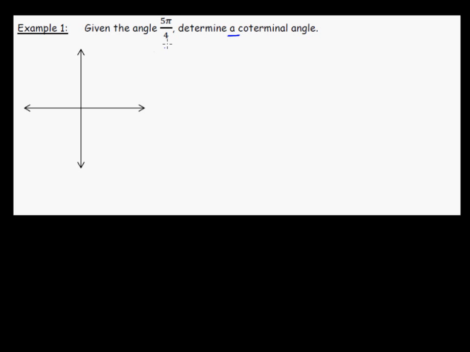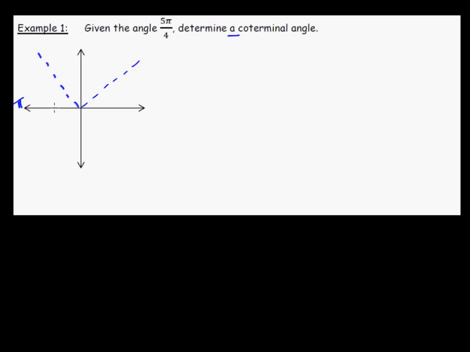Let's start by drawing this angle on our Cartesian plane. Here, we're looking at 5 pi by 4 radians. What we want to start with is splitting pi into 4 sections. And we know we have 5 of those sections. If we split pi into 4 sections, well, pi is 180 degrees, so pi is here. If we split pi into 4 sections, we're going to have 2 sections here and 2 sections in quadrant 2.